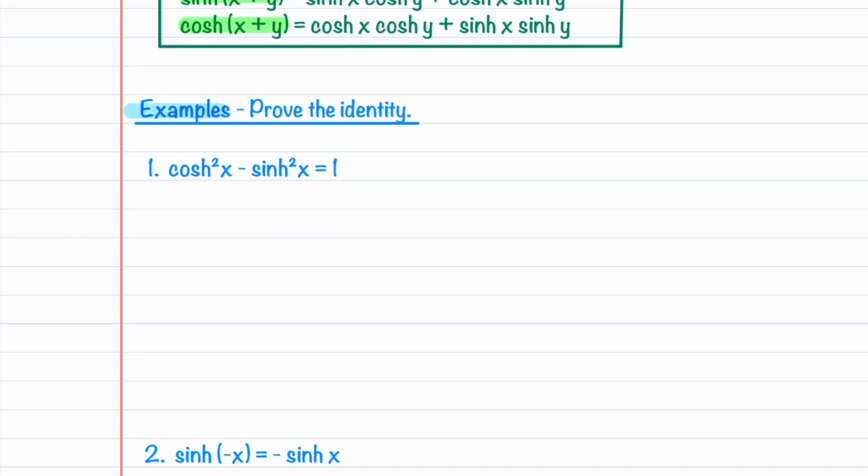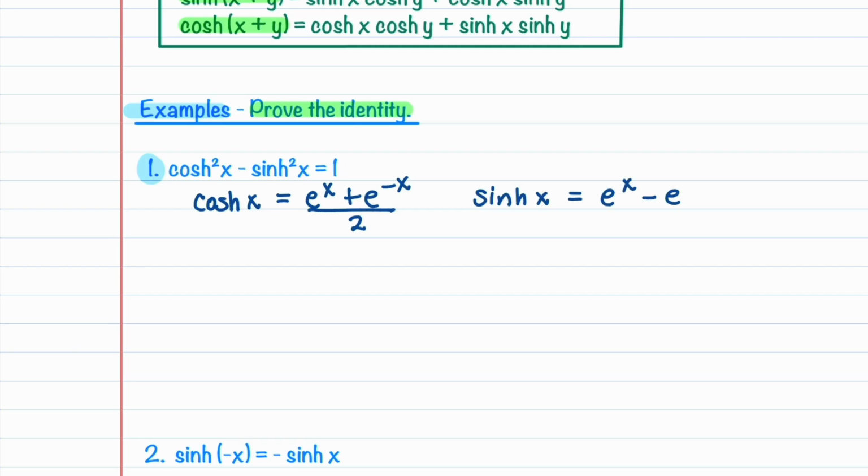Let's now walk through some examples where we are going to prove the given identity. The first identity that we're going to prove is cosh² minus sinh² is equal to 1. The way that we're going to prove this identity is we are going to write down the definitions for cosh and sinh, and then we're going to substitute them in. Cosh of x is e to the x plus e to the minus x, all divided by 2. And then sinh of x is e to the x minus e to the minus x, all divided by 2.